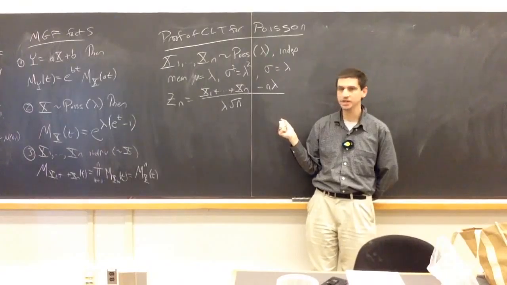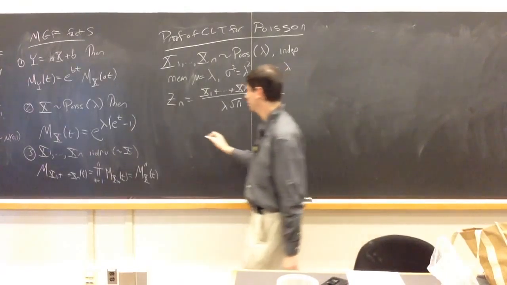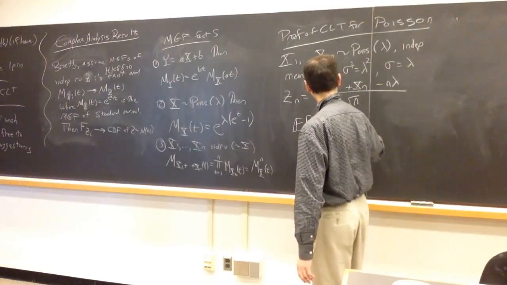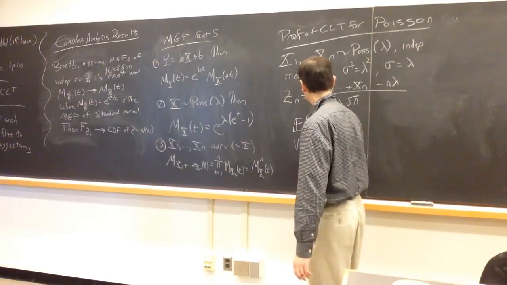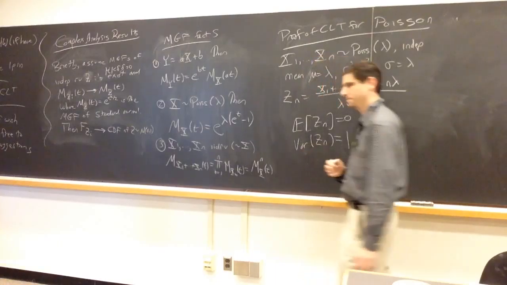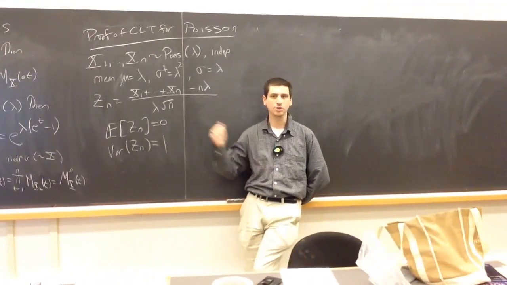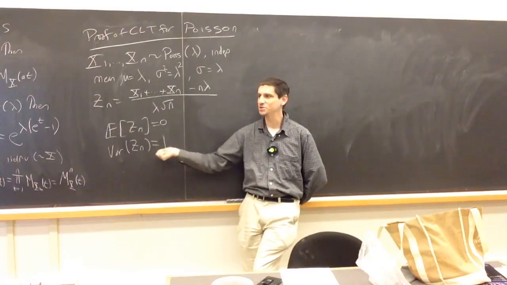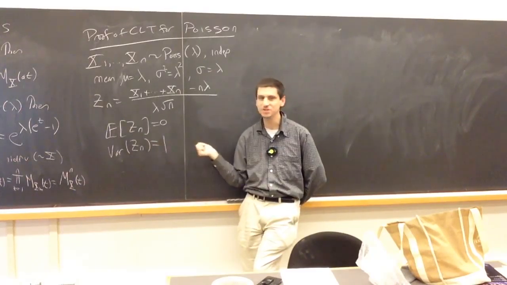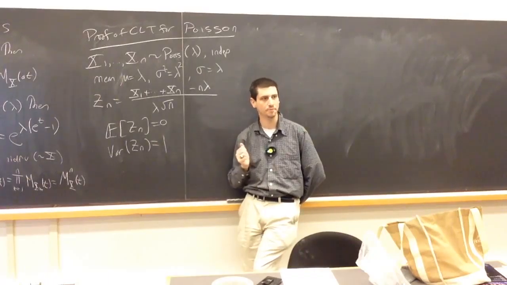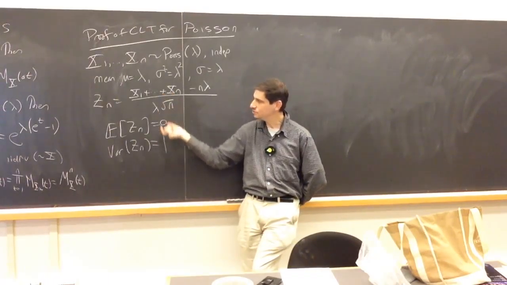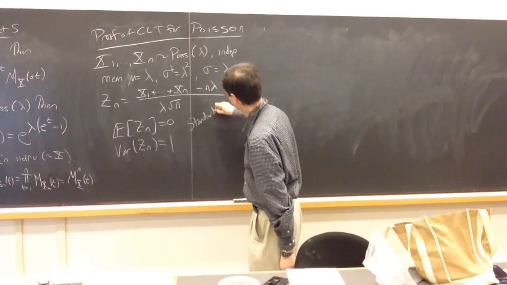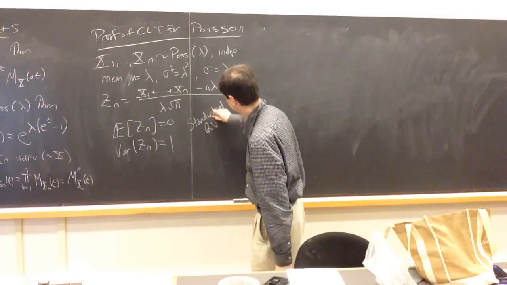So this is a quantity that now has mean 0, variance 1. So the expected value of Zn equals 0. The variance of Zn equals 1. And variance just has fewer letters to abbreviate than standard deviation, which is why I write that. Also, it's 1. It doesn't really matter if I'm talking about the variance or the standard deviation. 1 squared is 1. So this is a natural thing to study. This is the standardized random variable.